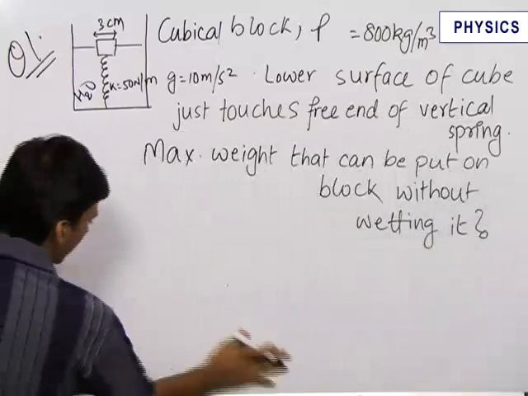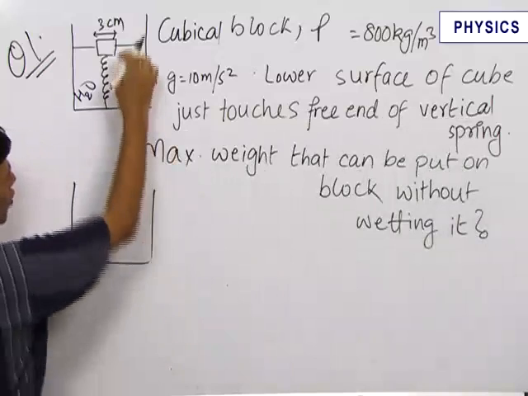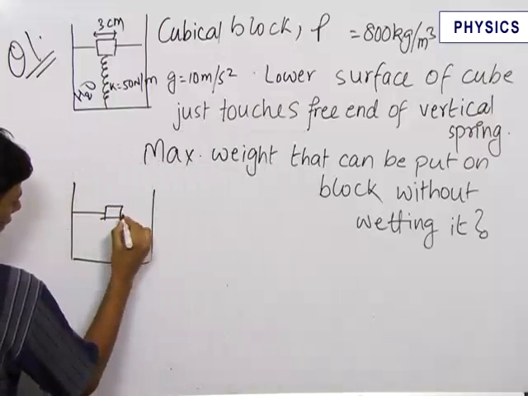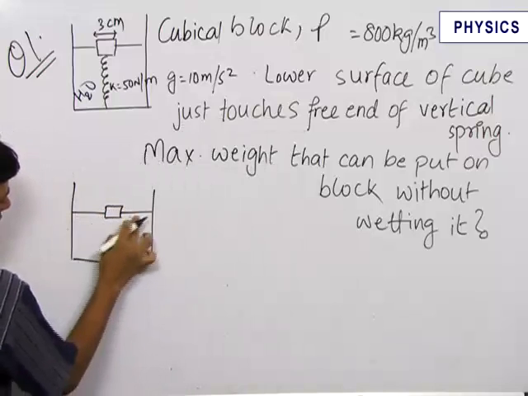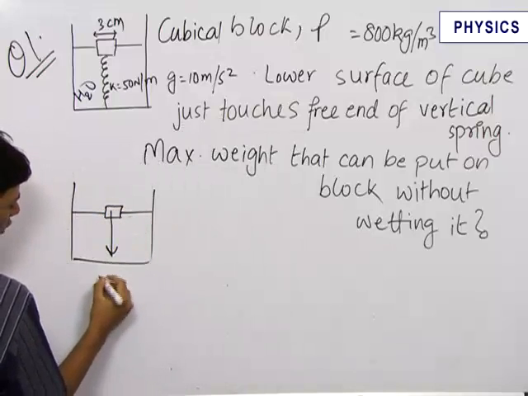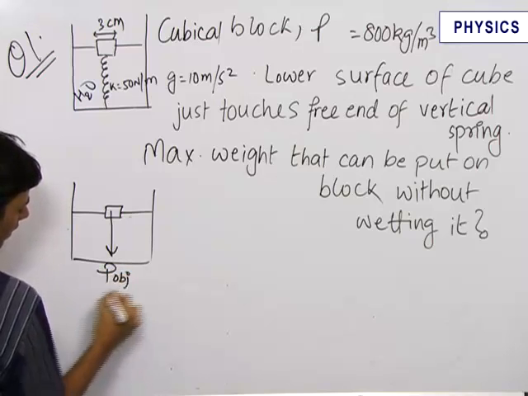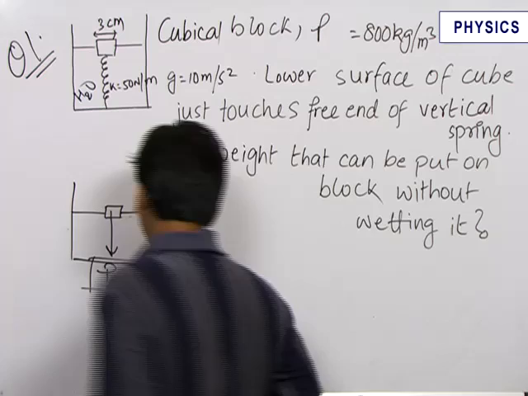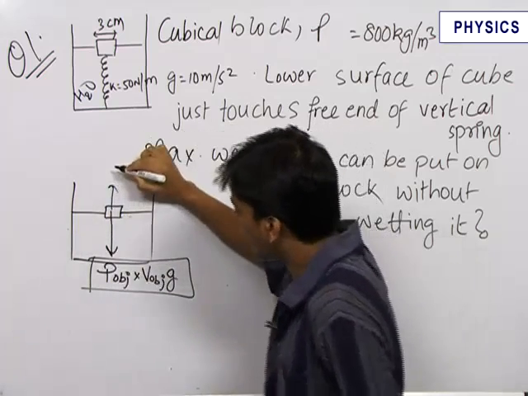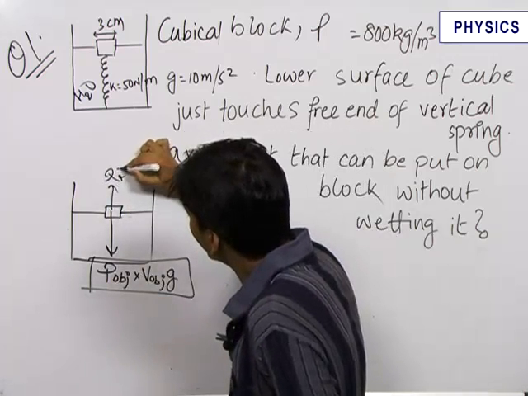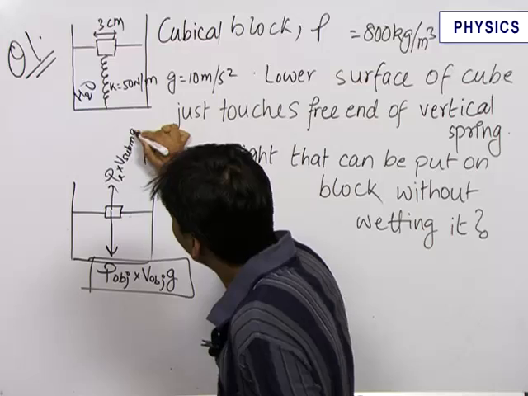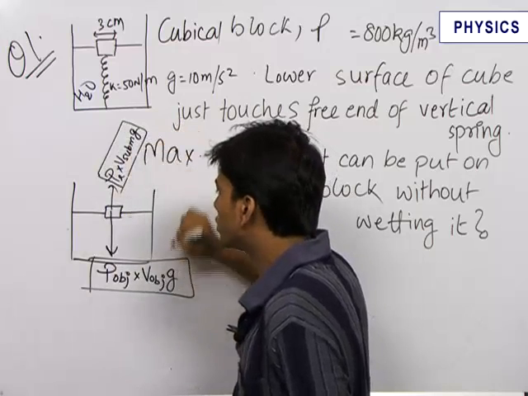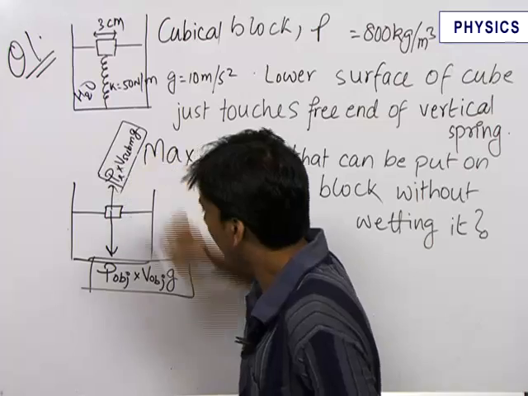So for going about this question, let us see how much of this block is already inside the water initially. So for that, we know that for a floating body, the downward force acting on the body is rho of the object into the volume of the object into g. This is nothing else but the weight of the object, that is mg. The buoyant force acting on the object is equal to rho of the liquid into volume submerged into g. The buoyant force is always equal to the density of the liquid into the volume submerged into g, and it is always perpendicular to the surface and directed outwards.